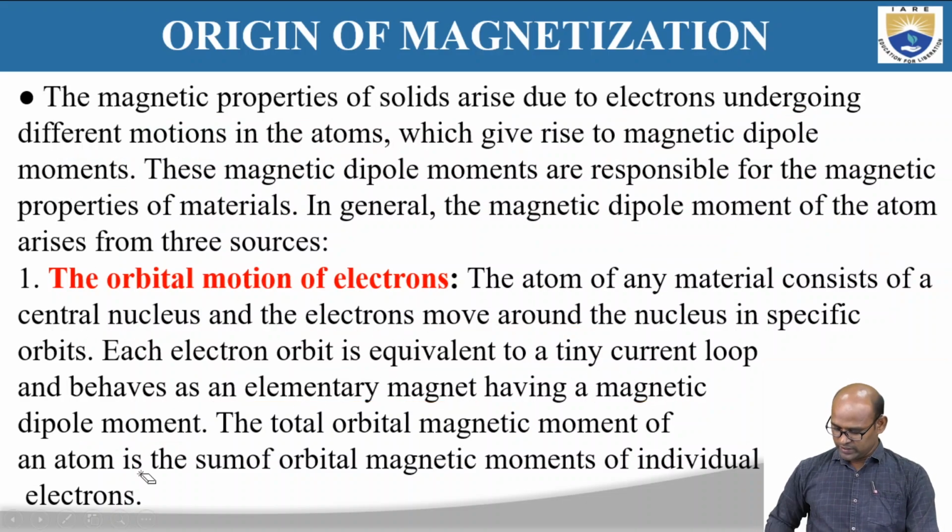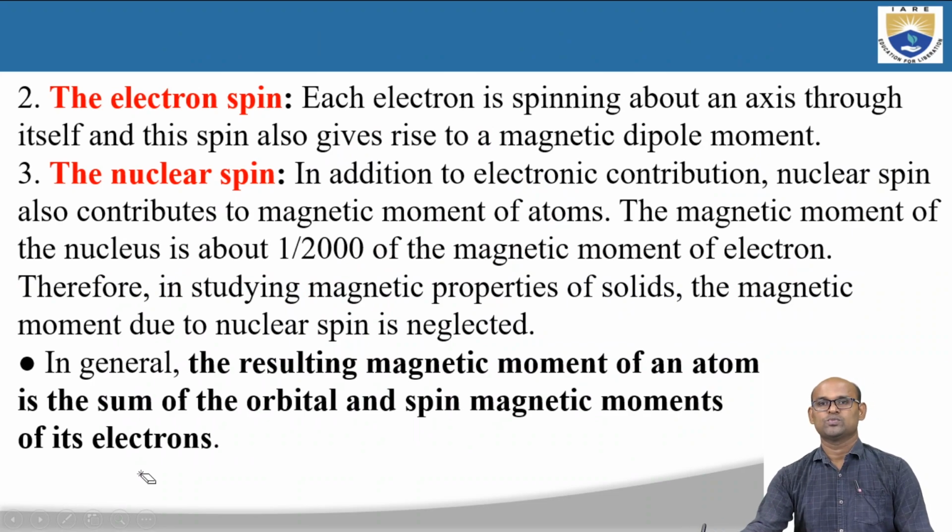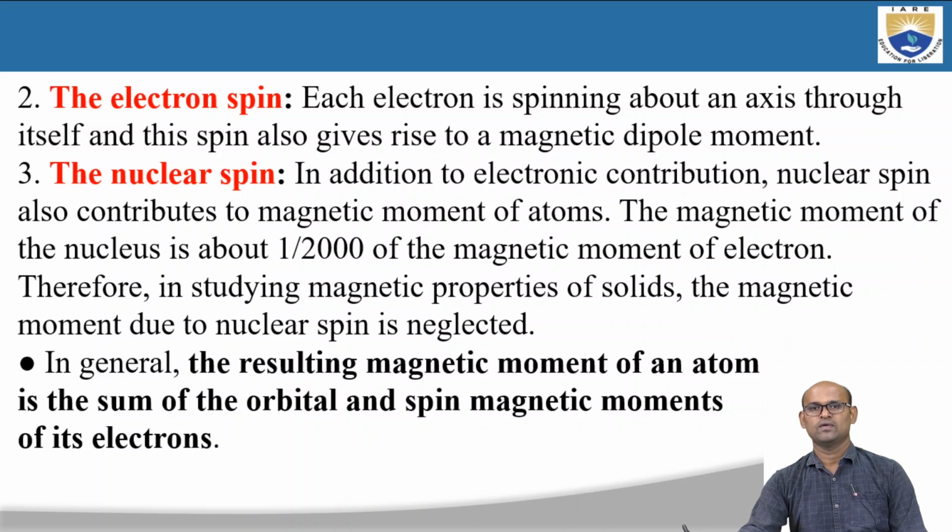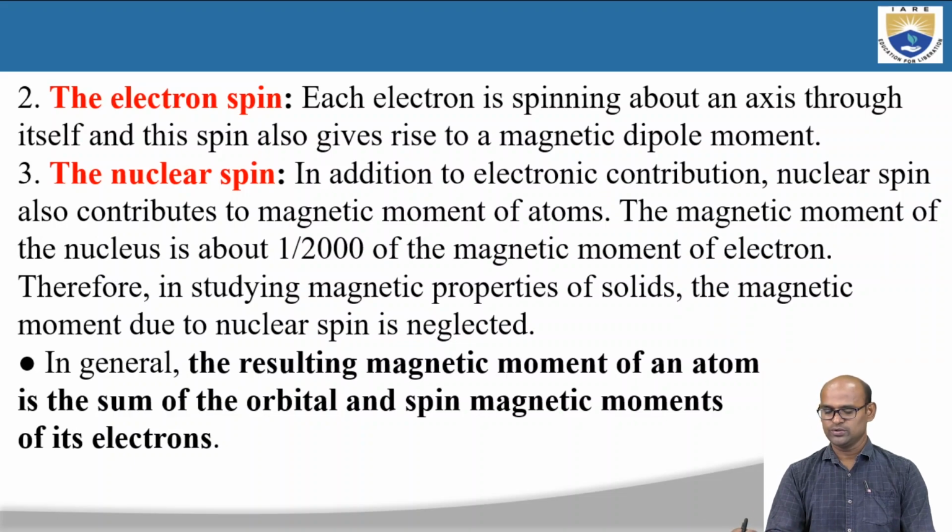Now, how do we get the magnetic moment from the electron spin? Each electron is spinning about an axis through itself, and the spin also gives rise to a magnetic dipole moment. Apart from the electron motion, you can also have magnetic moment from nuclear spin. In addition to the electron contribution, nuclear spin contributes magnetic moment of the atoms.